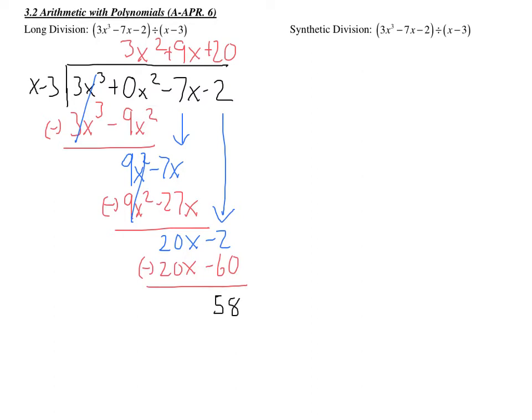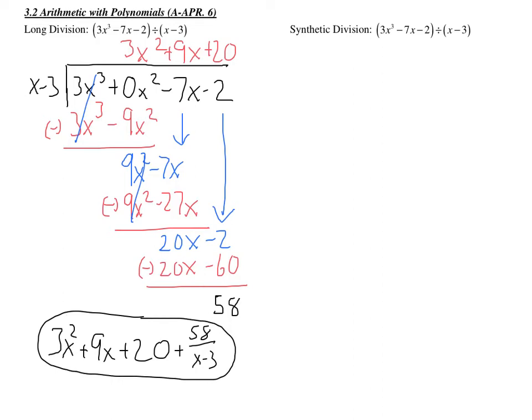That's my remainder. So my answer is written like this. It is 3x squared plus 9x plus 20. My remainder is 58, so I write it as 58 over x minus 3. Because like in long division, here's your answer, and you take your remainder and divide it by the divisor. That right here is my final answer to this problem.